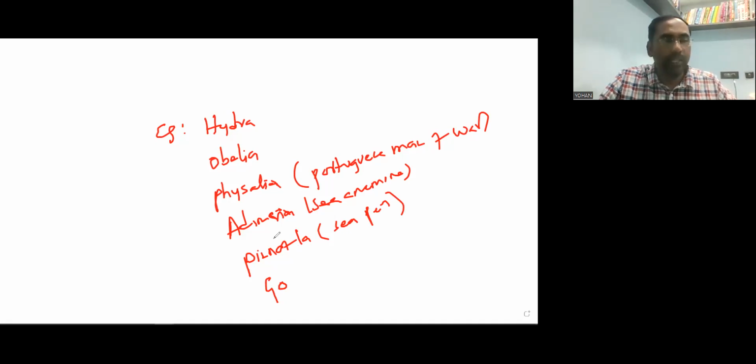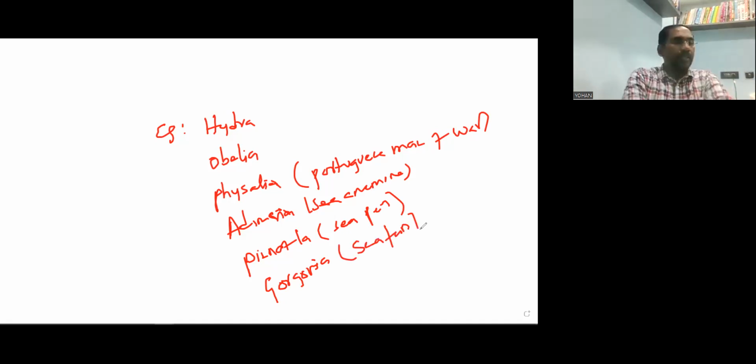Gorgonia. Look at the textbook for these spellings because my pen is not working properly. Gorgonia, sea fan. It looks like a paper fan, so the name given is sea fan. Meandrina, brain coral.